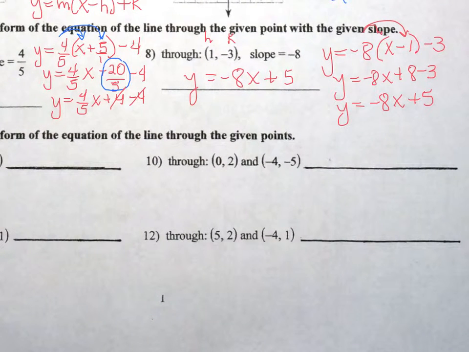Number 9, number 10, those two, they're giving you the y-intercept. So those two are the same way. They're giving you the b, they're giving you the slope. Well, not the slope. We have to find the slope.